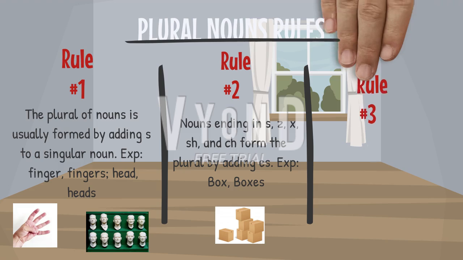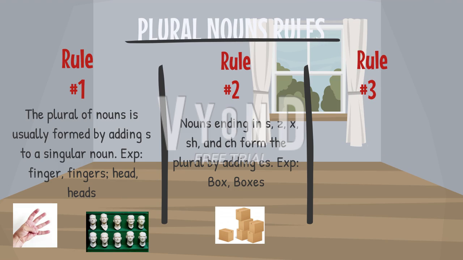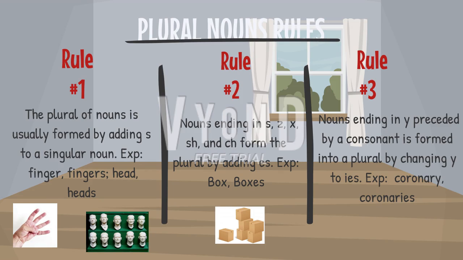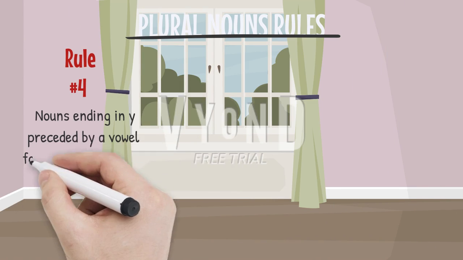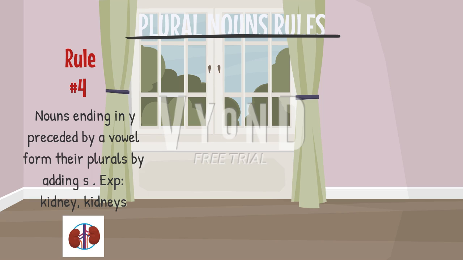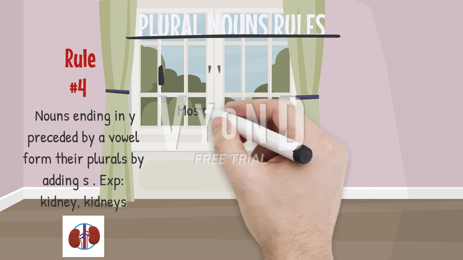Rule number 3. Nouns ending in y preceded by a consonant form the plural by changing y to ies. For example, coronary, coronaries, gastrectomy, gastrectomies, cardiology, cardiologies. Rule number 4. Nouns ending in y preceded by a vowel form their plural by adding s. For example, eye, eyes, kidney, kidneys.